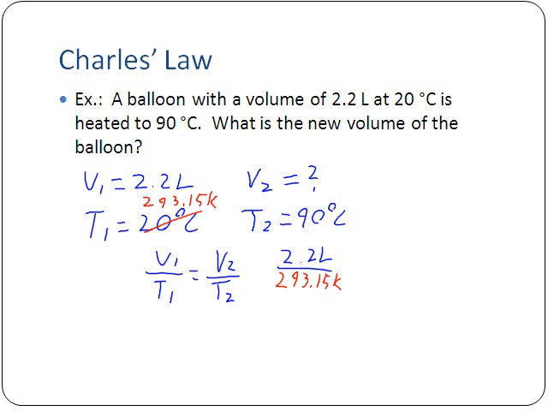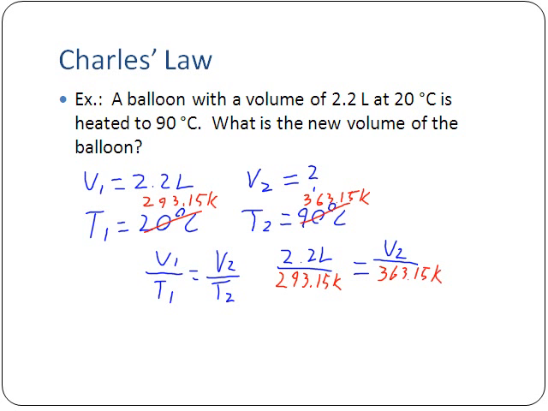293.15 Kelvin. Okay? And so continuing with this, this is going to equal V2, which we don't know, over T2. T2 is 90 degrees C. Can't use that there. So we're going to have to convert 90 degrees Celsius into Kelvin. So 273.15 plus 90 equals 363.15 Kelvin. I'm doing my math right. So we put in 363.15 Kelvin is what we get for this.